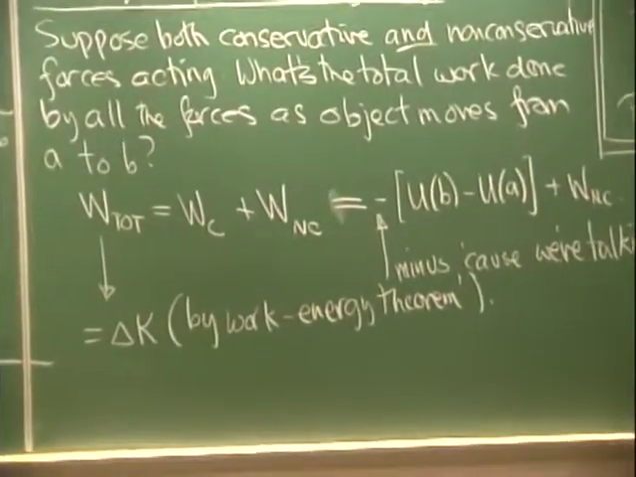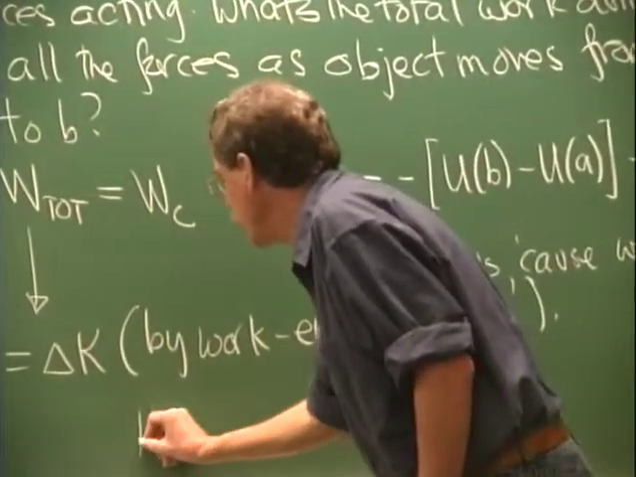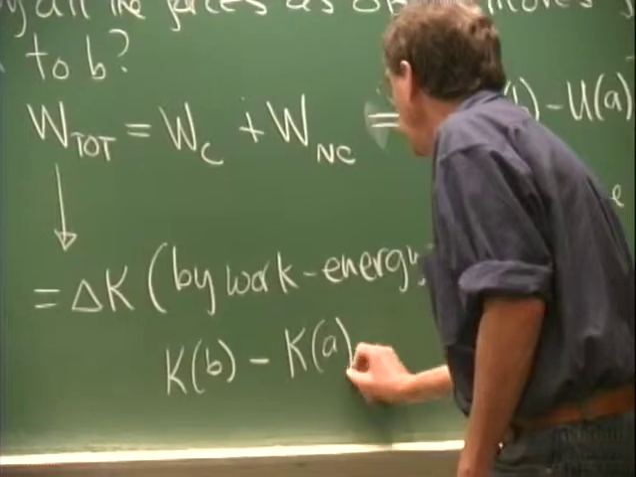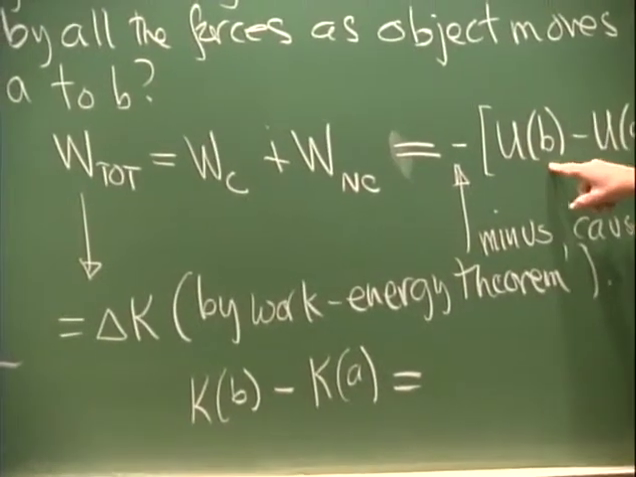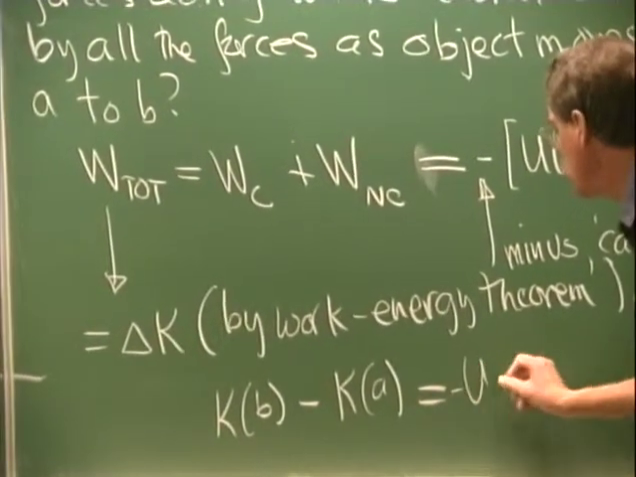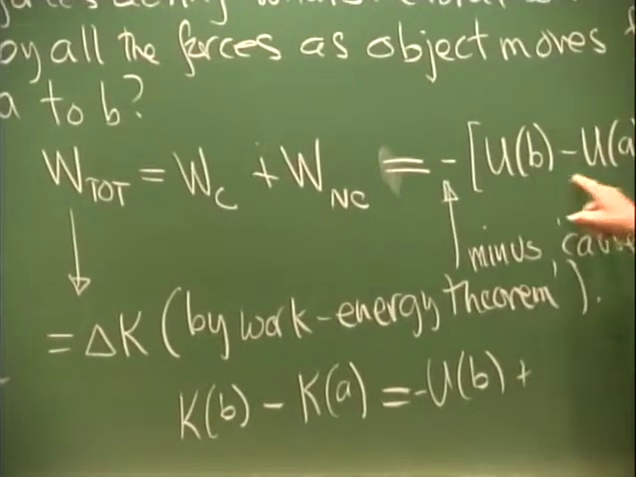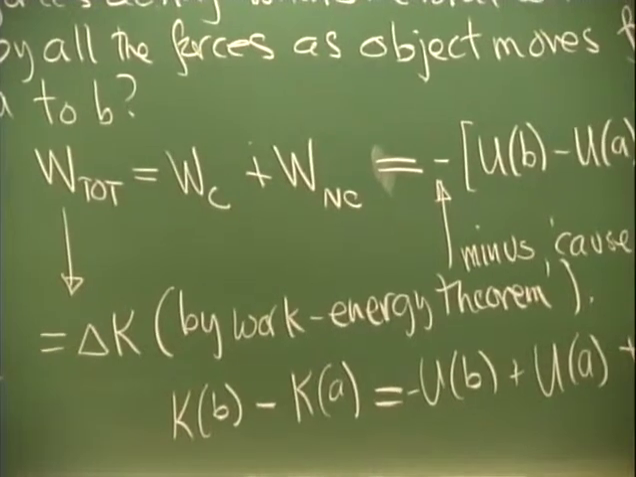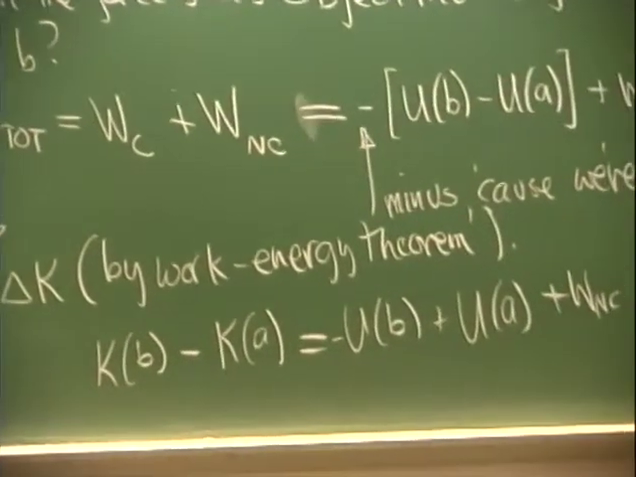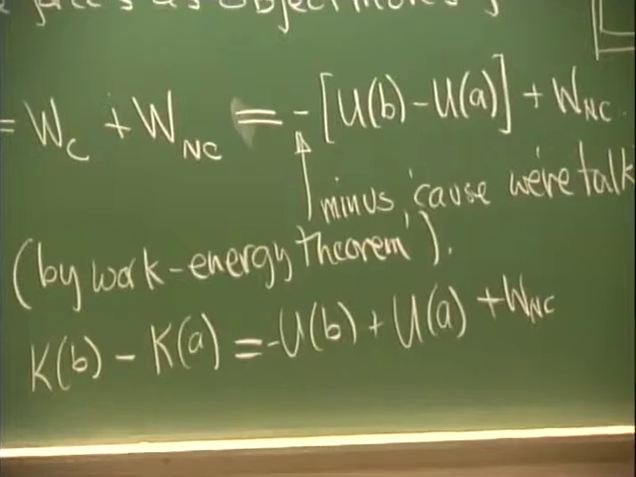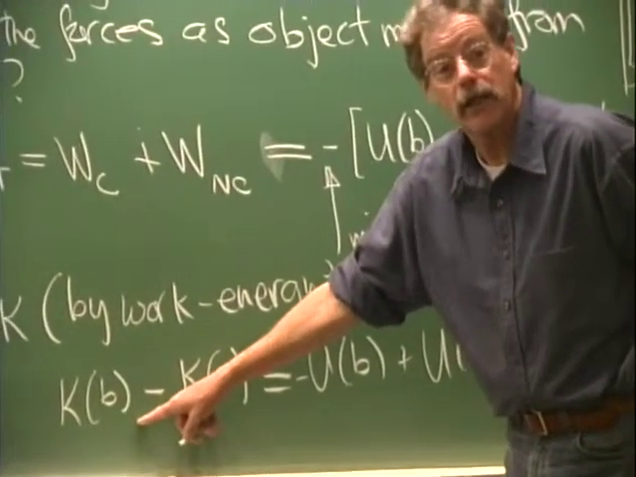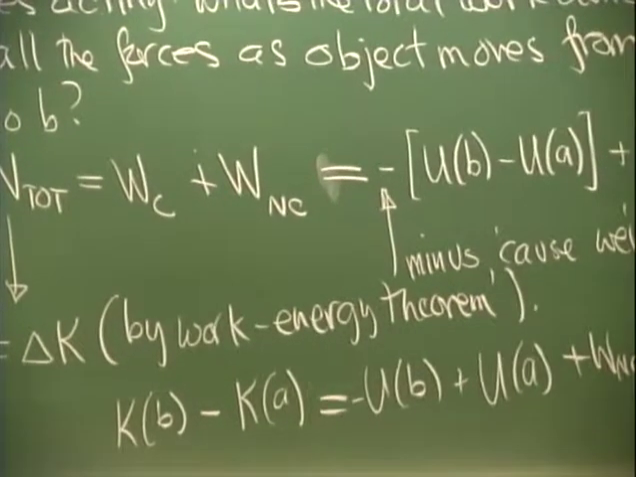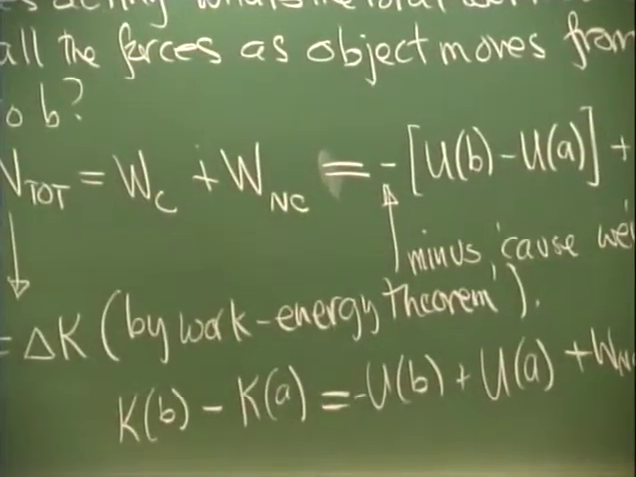So what does this say? The change in kinetic energy, that is to say, the kinetic energy at B minus the kinetic energy at A, is equal, on the right-hand side, to U of A minus U of B, since a minus a minus is a plus, plus the work done by the non-conservative forces. I plan to pull this U of B over to the other side where it will pick up a plus sign, and likewise the U of A over to the other side where it will pick up a minus sign. And what's the conclusion?